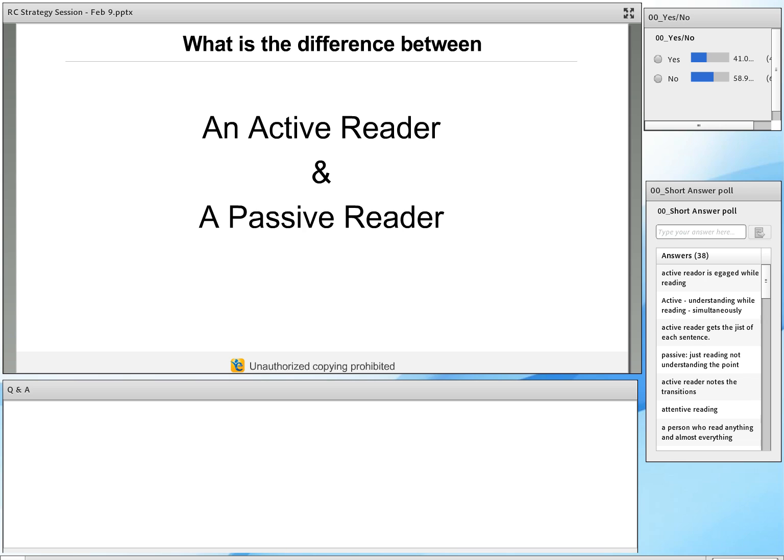Comprehending simultaneously, being passionate about the passage. All right, very good. I must say that I'm getting some really good answers from this batch. Very nice. All right, now tell me, why is it that you are not an active reader?